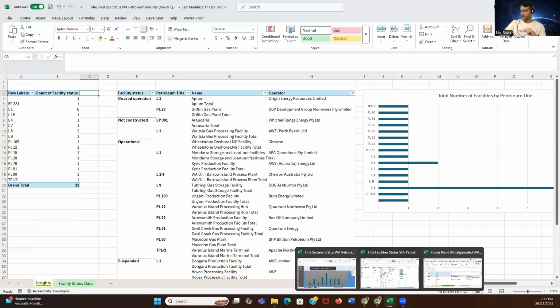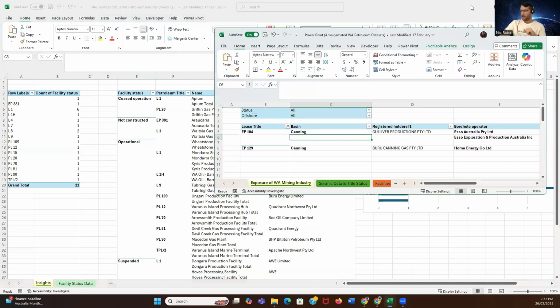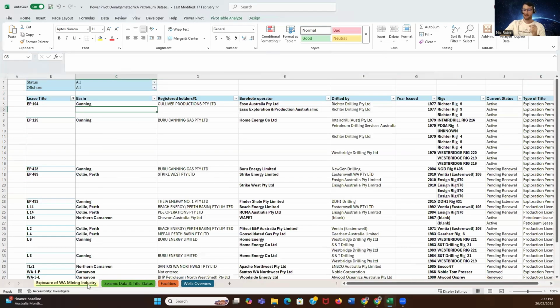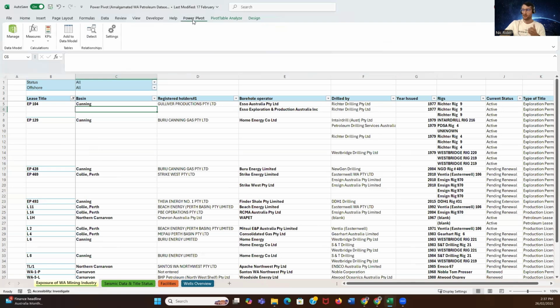All right, and lastly, I'm just going to go quickly to Power Pivot. So this was my main model here. This is the exposure of the Western Australia mining industry. What I've done is I've actually connected, I'll show you how I've done it. So I go Power Pivot, manage the model.